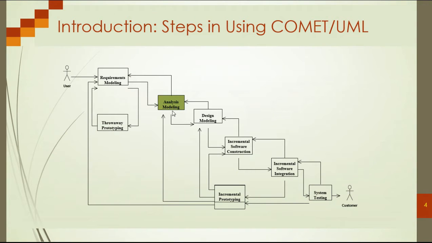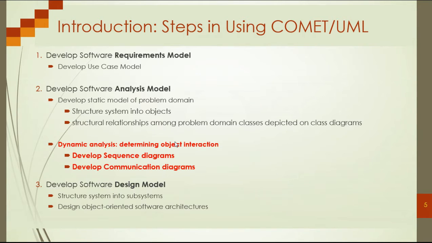So in analysis modeling, there are two steps. The first one is the static model and the second is the dynamic model. In the last two classes, we learned how to develop the static model, and today we will learn how to develop the dynamic model. As I mentioned already, the requirement model, which is the use case and the use case description, we developed, and we are now in the analysis model. And today we will learn how to develop the dynamic model.